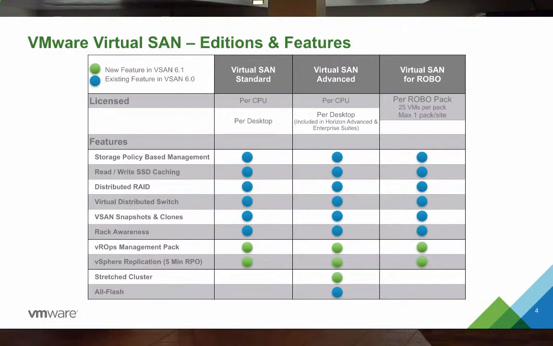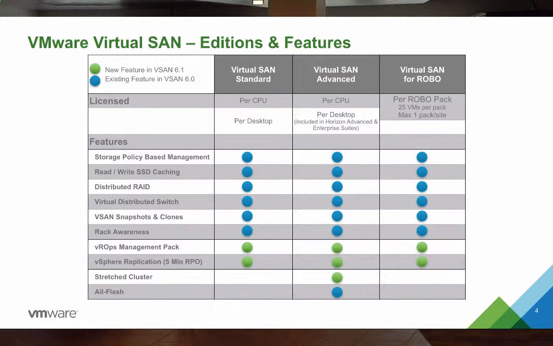So what's changed inside of PP&L, or product packaging and licensing, with ROBO? Let's take a closer look. You can see that you have Virtual SAN Standard and Virtual SAN Advanced. And let's just zoom in on that for 1 second before we get into ROBO. The key difference between Standard and Advanced is the availability for a stretched cluster. If you're not familiar with the concept of stretched clustering, please check out this video.